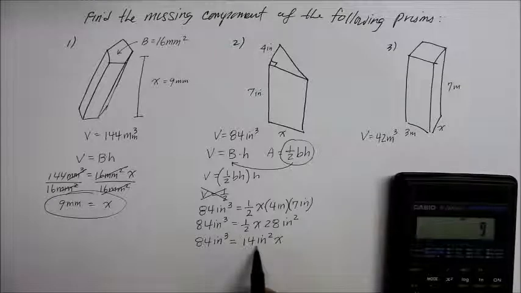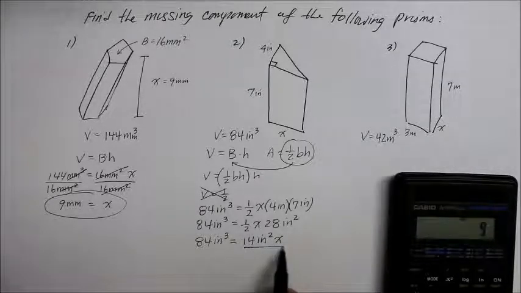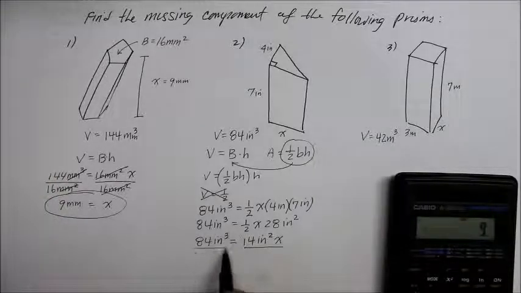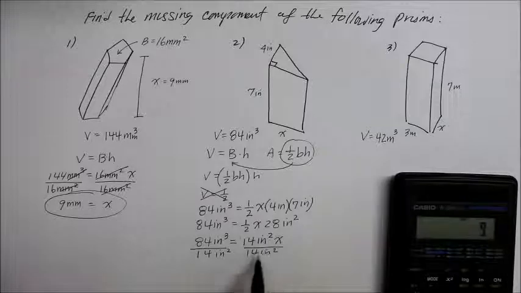We have to get rid of 14 inch squared. And to do that, just like over here on number 1, division property of equality. Take that 14 inch squared and divide it to both sides. So on the right side, 14 inch squared simplifies to become 1x, or simply x. We're almost there.